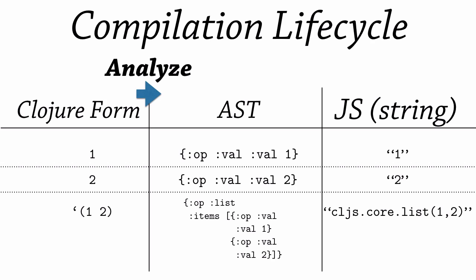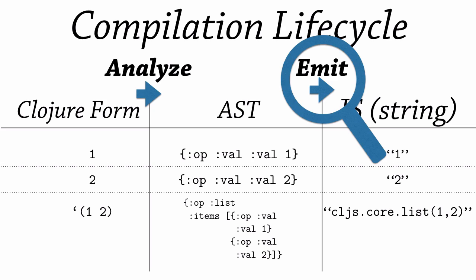So the first step is the analysis phase. We go from Clojure forms to a more consumable abstract syntax tree that is going to dispatch on the op key. Every one of these AST nodes has an op key. So this is a value, this is a list. You might imagine there's functions, there's invocations, but we're just going to have values and lists here. So the second phase is going from this AST representation to a string of JavaScript. And this phase is where we're going to apply our approach for instrumentation and generating an annotation.